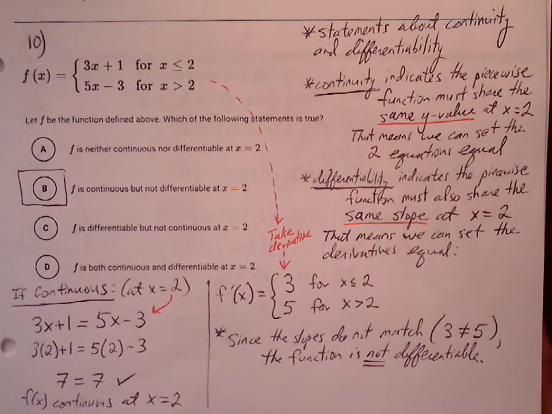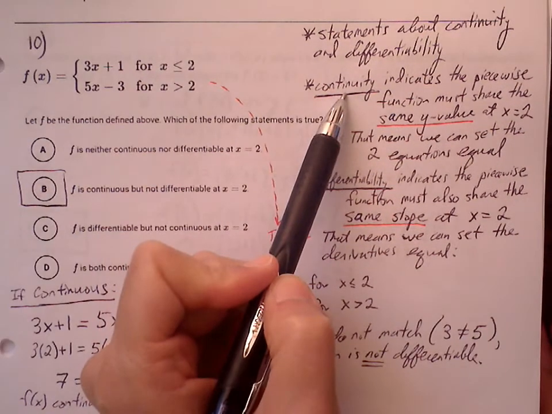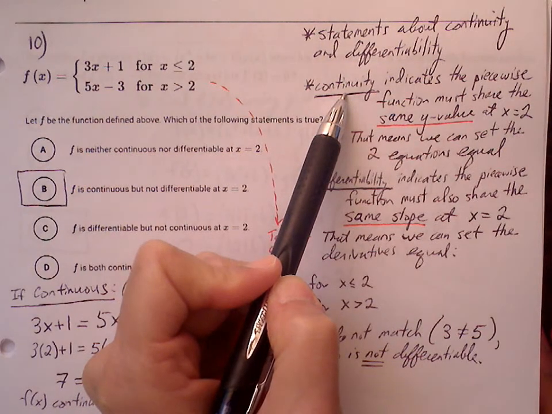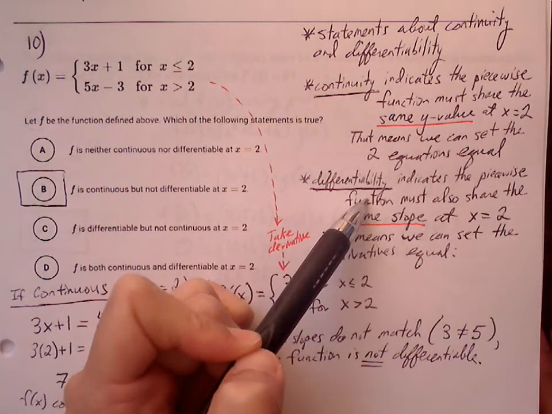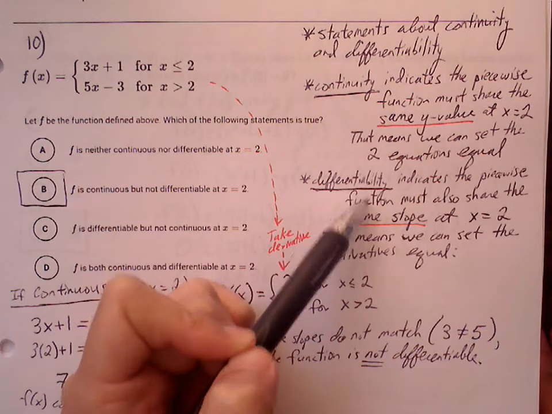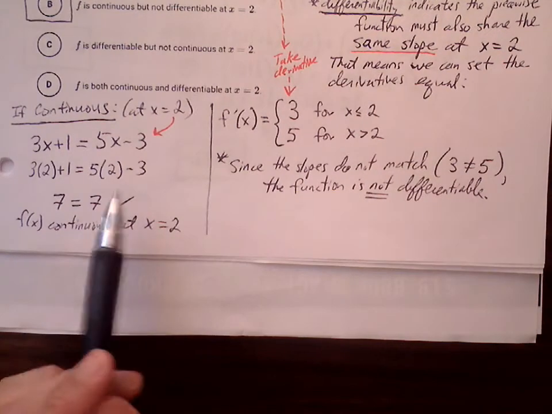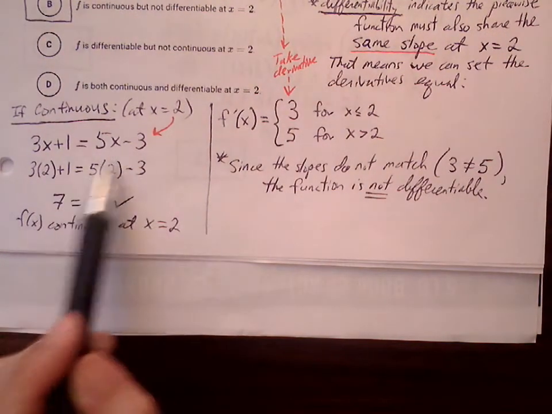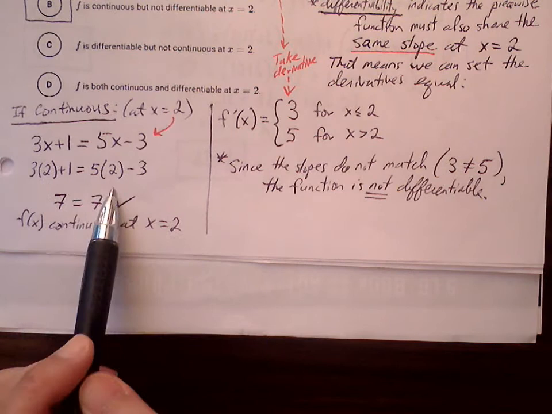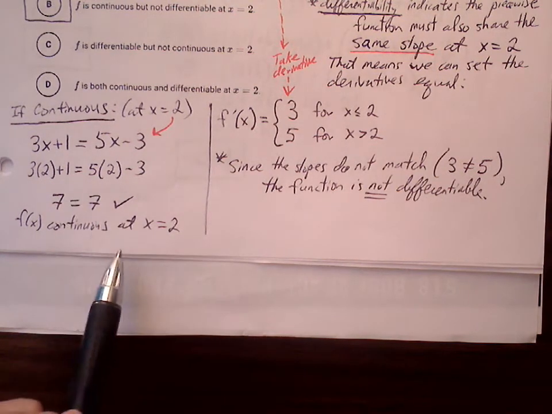So with continuity, that means we can set the two equations equal to each other and replace all the x's with 2. And with differentiability, that means we can set the two derivatives equal to each other and see if they are in agreement. So with the continuity statement, I'm going to set my two expressions equal to each other, replace x with 2, and see if I have the same result.